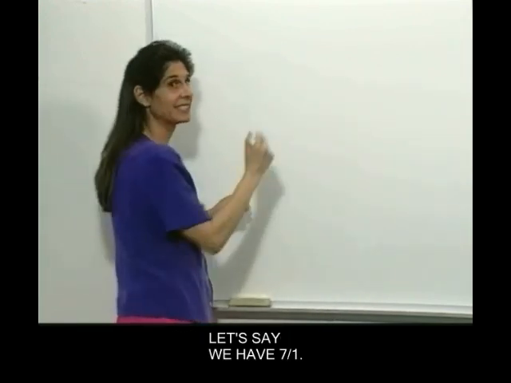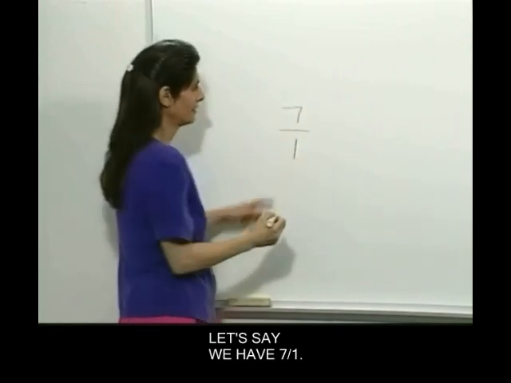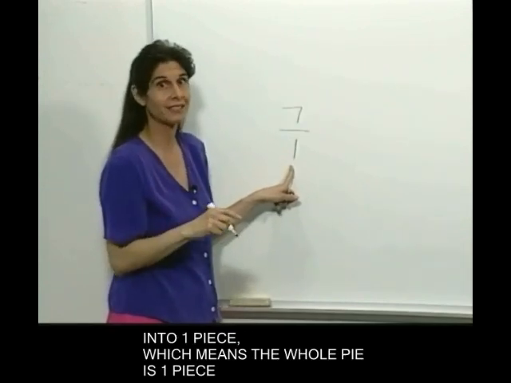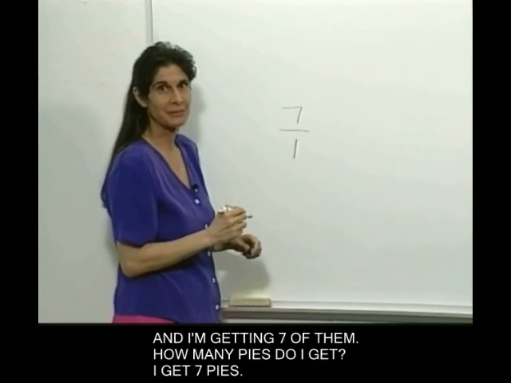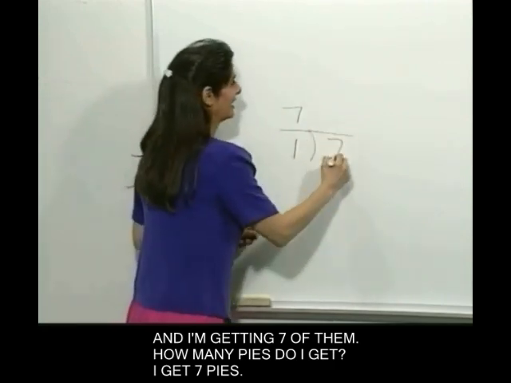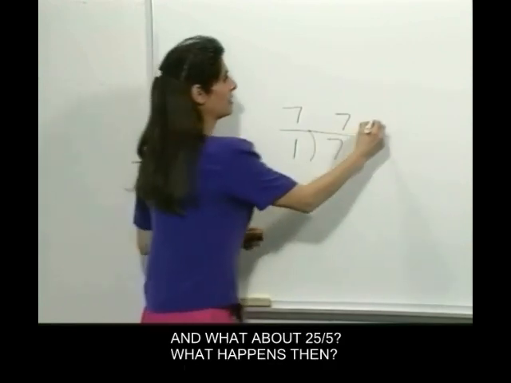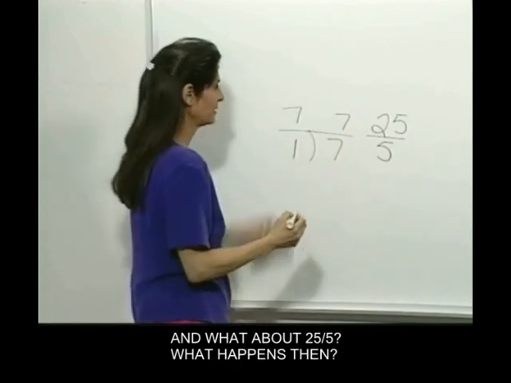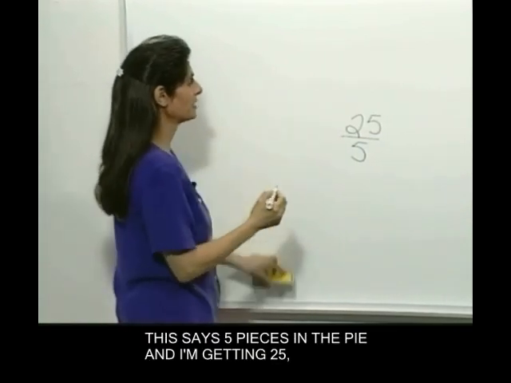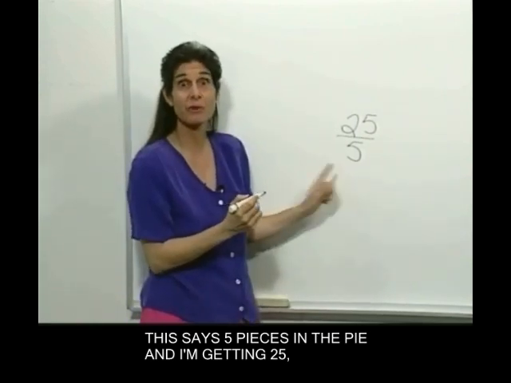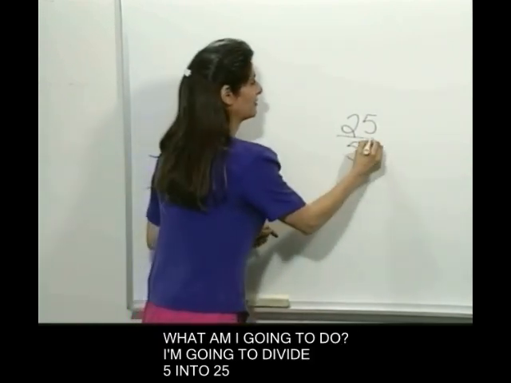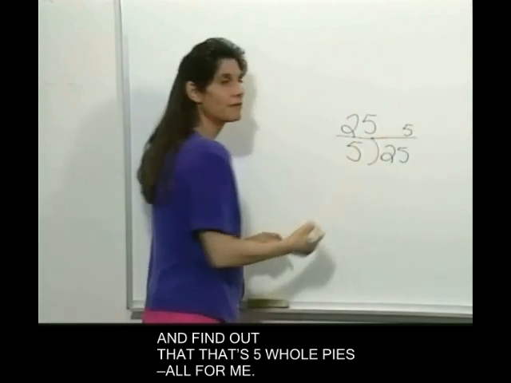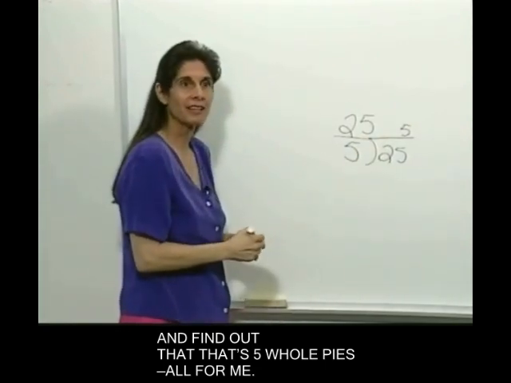Let's say we have 7/1. This means that the pie is divided into one piece, which means the whole pie is a piece, and I'm getting 7 of them. How many pies do I get? I get 7 pies. And what about 25/5? What happens then? This says 5 pieces in the pie and I'm getting 25. What am I going to do? I'm going to divide 5 into 25 and find out that that's 5 whole pies, all for me.